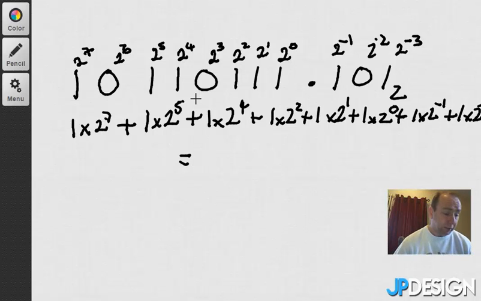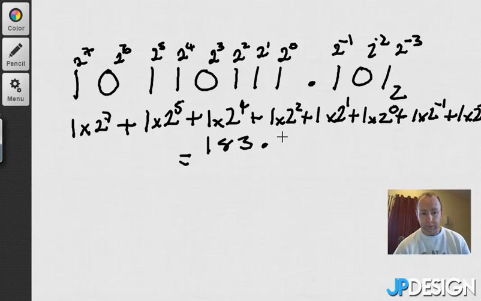And when you do that, you'll come up with an answer of 183.625. Because wherever there's a decimal place in your binary, you'll still have a decimal place in your decimal number, and that's base 10. Okay, so try that and see how we get on with that.